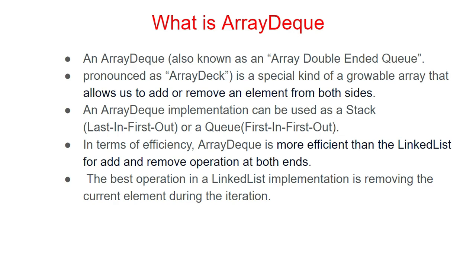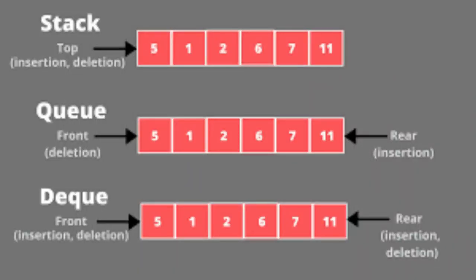In terms of efficiency, ArrayDeque is more efficient than the linked list for add and remove operations at both ends. The best operation in the linked list implementation is removing the current element during the iteration. So those are some basic information I have talked about regarding the ArrayDeque.